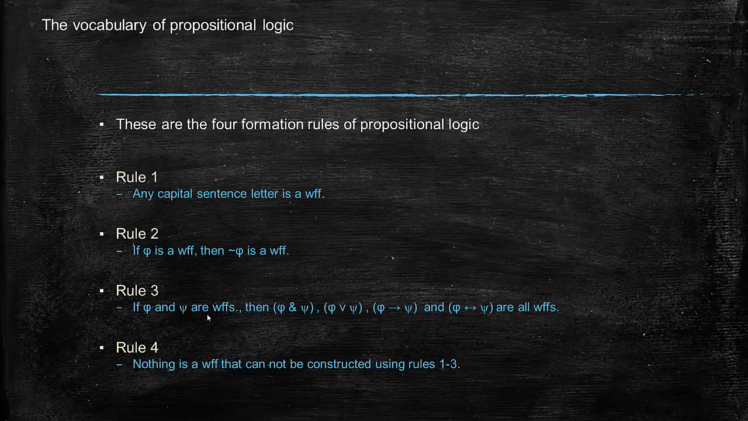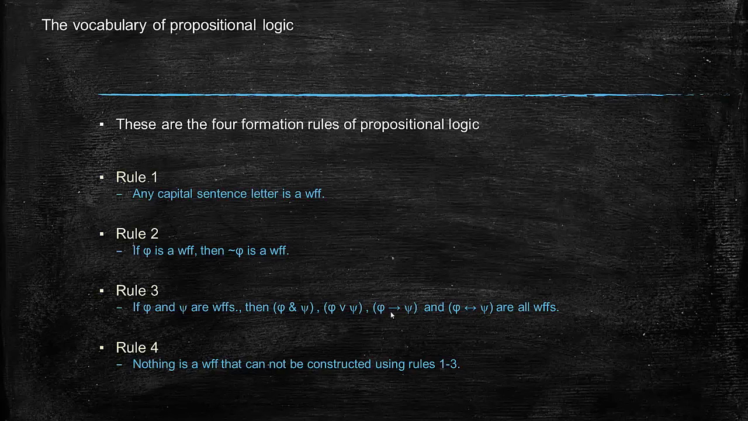Okay, then there's these formation rules. There are four of them. Well, the last one's kind of funny, but it's necessary. Rule 1 just tells us that any capital sentence letter is a wff. So P is a wff, Q is a wff, R is a wff. And that's also meant to imply that any capital letter with a subscript after it is also a wff.